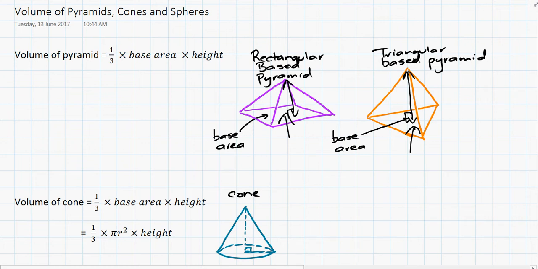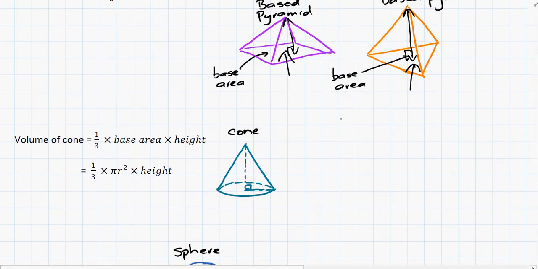So for pyramids, you would need to work out the area of the base and then multiply that by the height and then multiply that by a third, or divide by 3. Now there's a similar formula for the volume of a cone. So if you look at a cone, it has a circular base area.